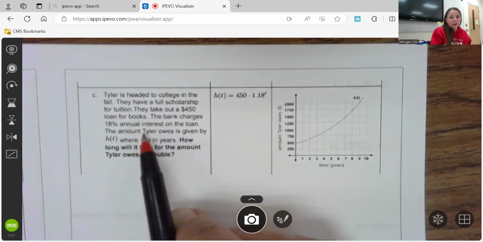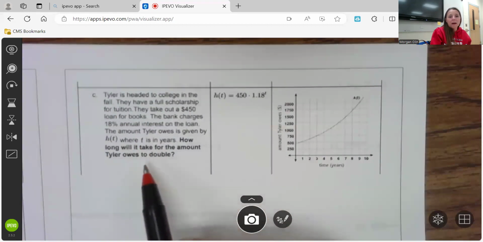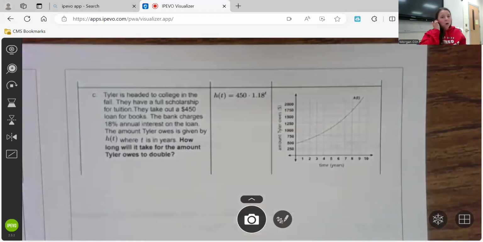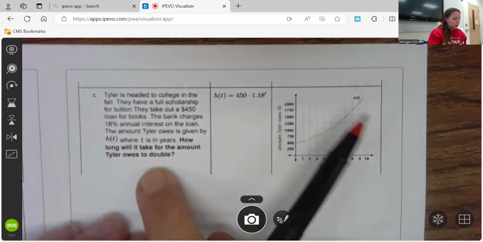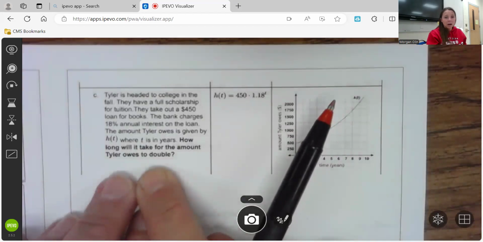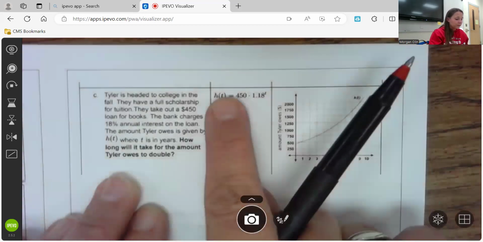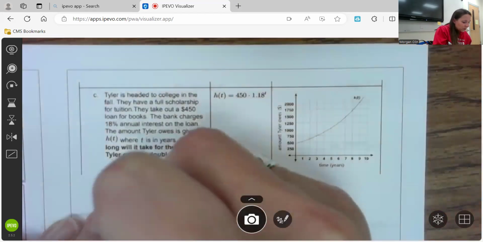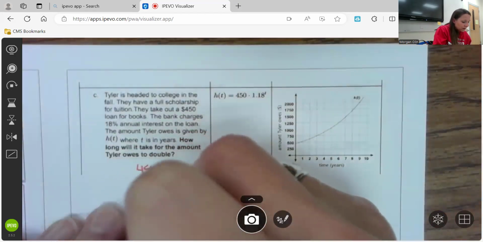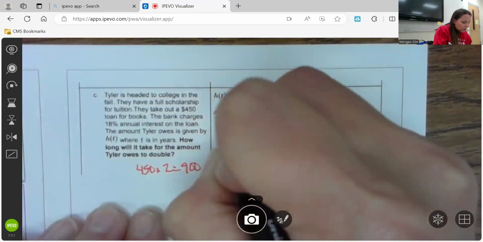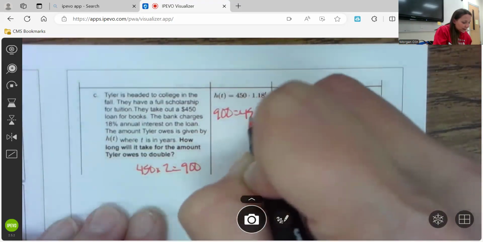Okay, the amount Tyler owes is given by H of T, where T is in years. How long will it take for the amount Tyler owes to double? Now, this one's a little bit different because the last two gave us the two values it was supposed to equal. But here we want to know how long it will take the account to double. Well, what did it start with? It started with 450. So if we're going to double it, 450 times 2 is 900. We want to know when this is going to equal 900.